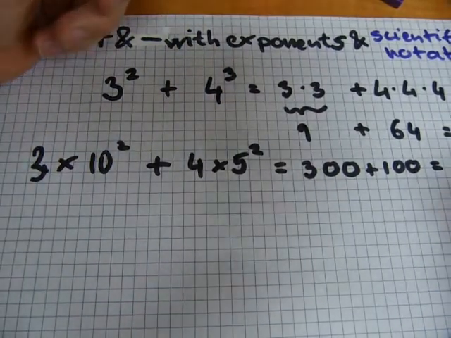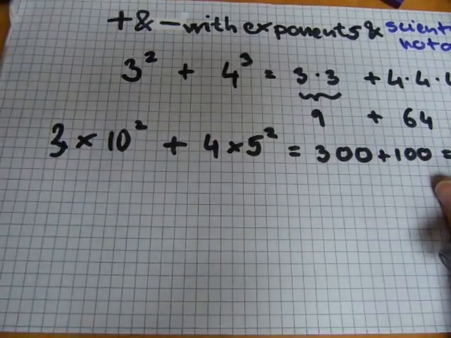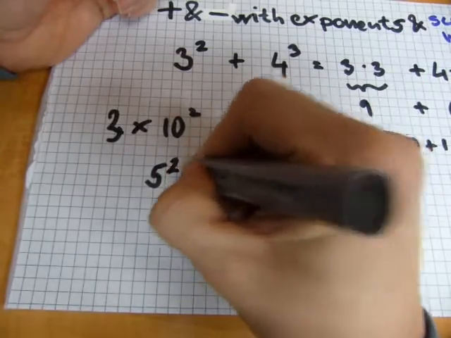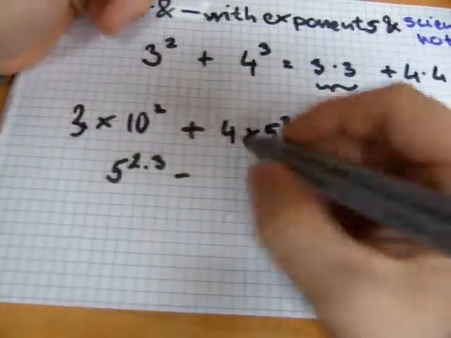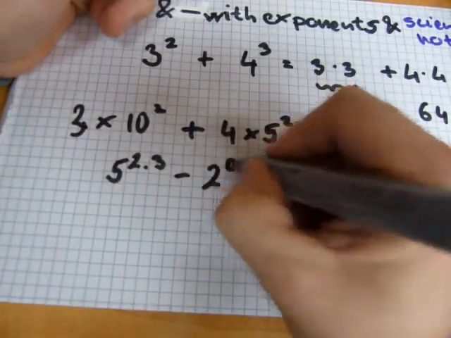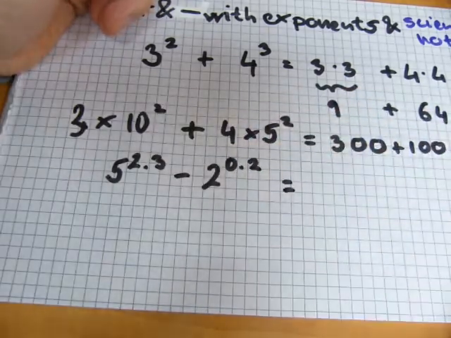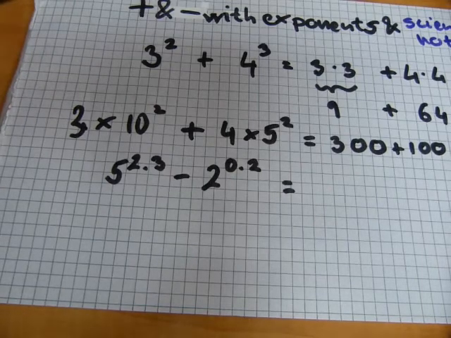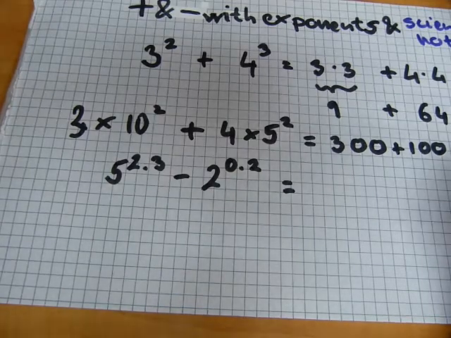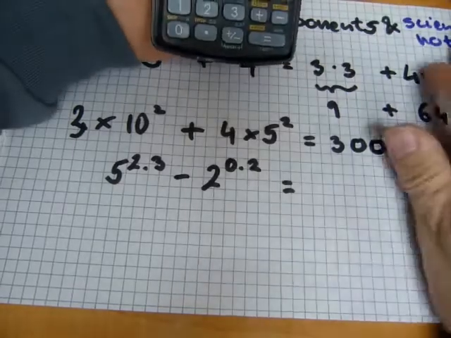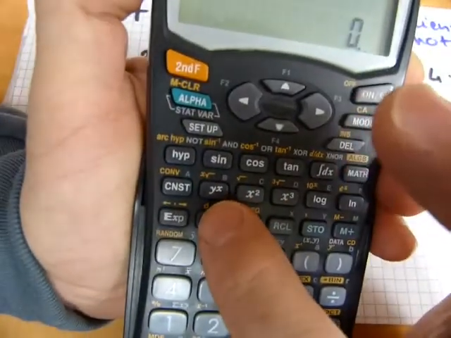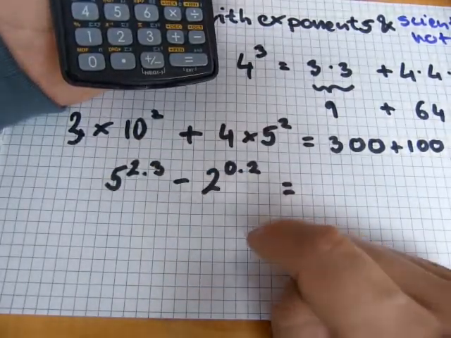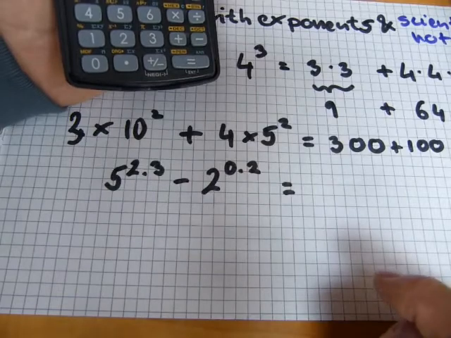Now for subtraction, I'm going to show you what happens with decimal exponents. If you have, for example, a nightmare such as 5 to the power of 2.3 minus 2 to the power of 0.2, how about that? For this, you just have to use a calculator, because otherwise it's not happening. The XY button on the calculator is going to help you enter, and the calculator is going to compute the numerical value of 5 to the power of 2.3.